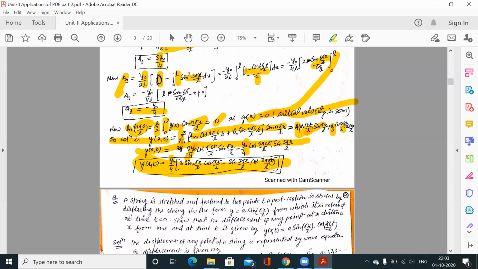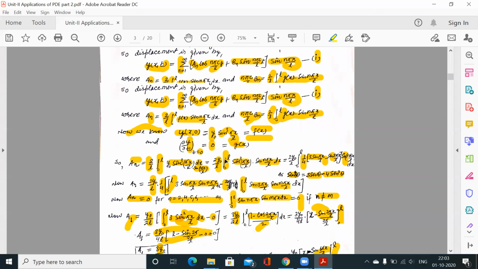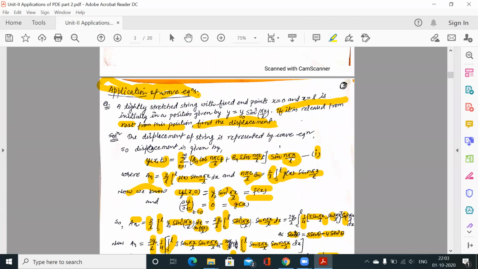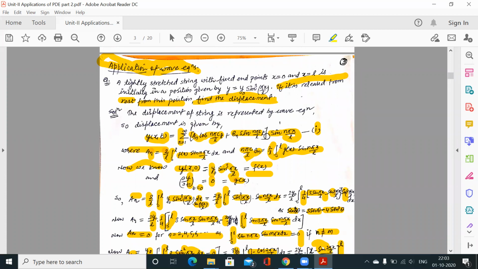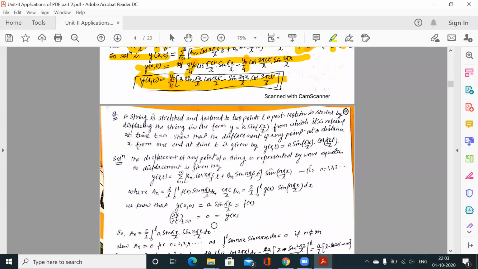So what we have to do in these type of questions is write the answer directly. We know the displacement or vibrations are given by this equation where an is this integration, bn is this integration. We only need to know what is f(x), what is g(x), and after having f(x) and g(x) we have to calculate these integrations only. हमें पूरे क्वेश्चन में केवल ये दो इंटीग्रेशन कैलकुलेट करने हैं हर एक क्वेश्चन में.